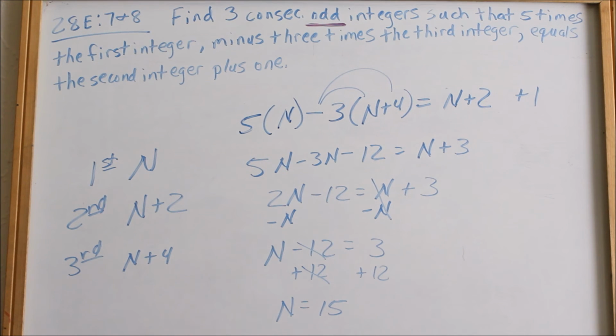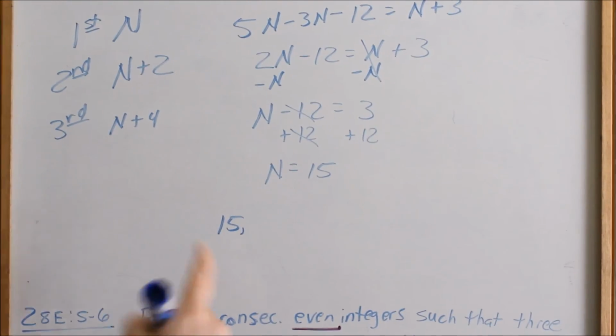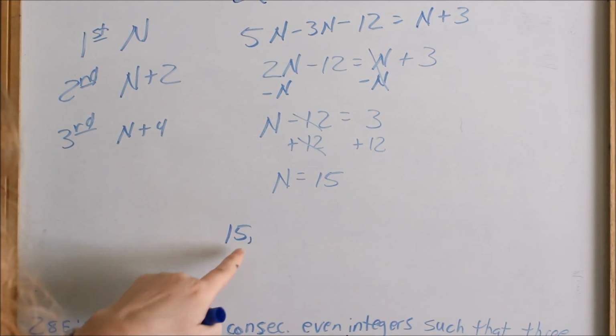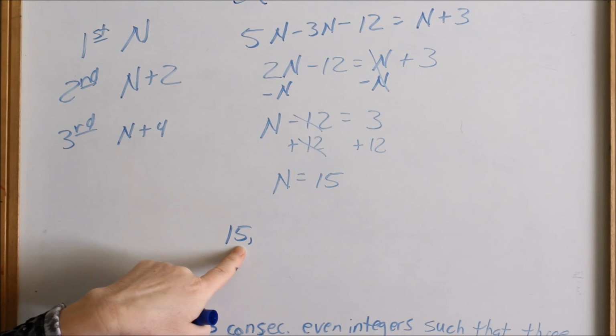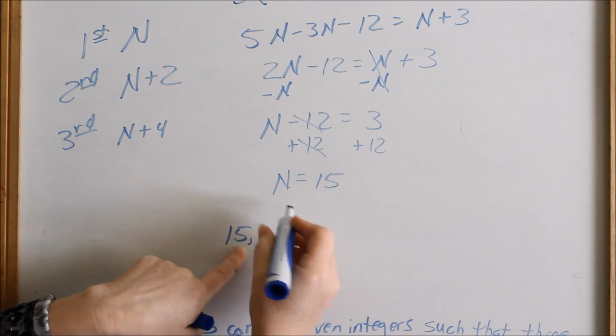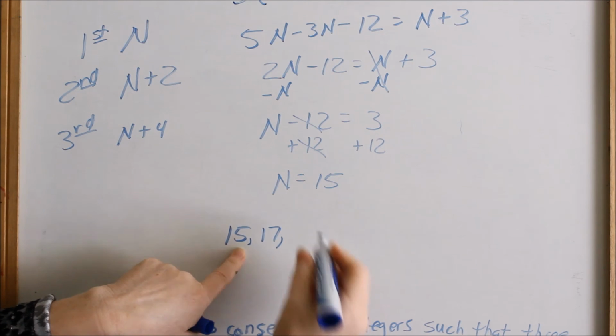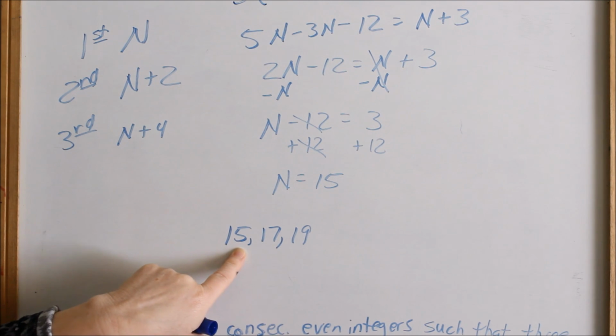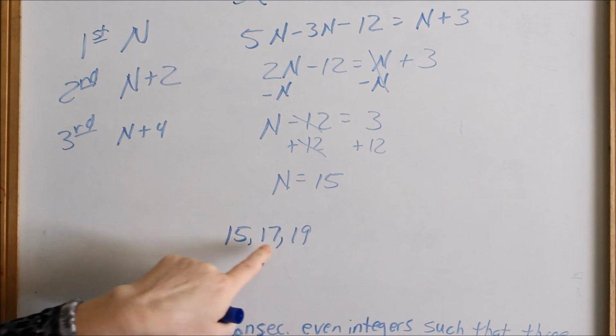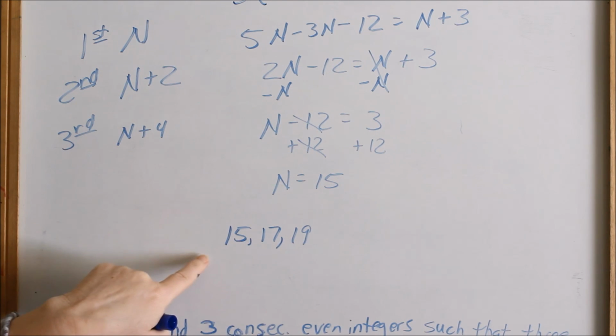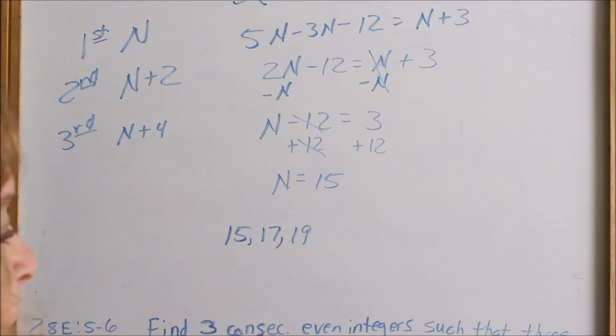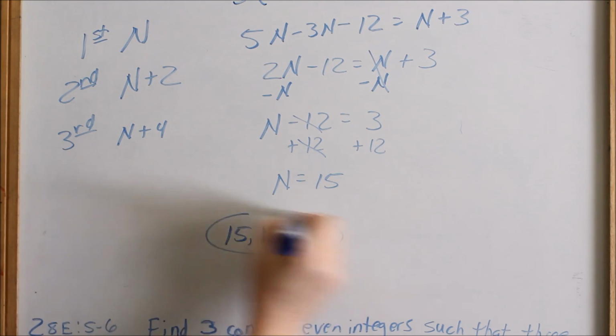I said that I wanted 3 consecutive odd integers. The fact that I wanted odd integers, odd numbers, this should come out to an odd number. 15 is an odd number, okay? That's just my first integer. Now I want the next 2 odd integers. How did I get to my next odd integer? I'm adding 2 every time. So 15 plus 2, 17. Add 2, 19. So my 3 consecutive odd integers are 15, 17, 19. Make sure if it's asking for odd numbers, you do have odd numbers. If they're asking for even, make sure your numbers are even numbers.